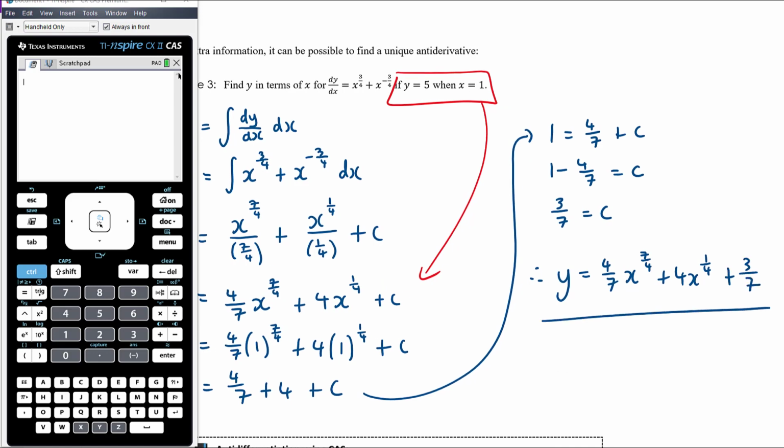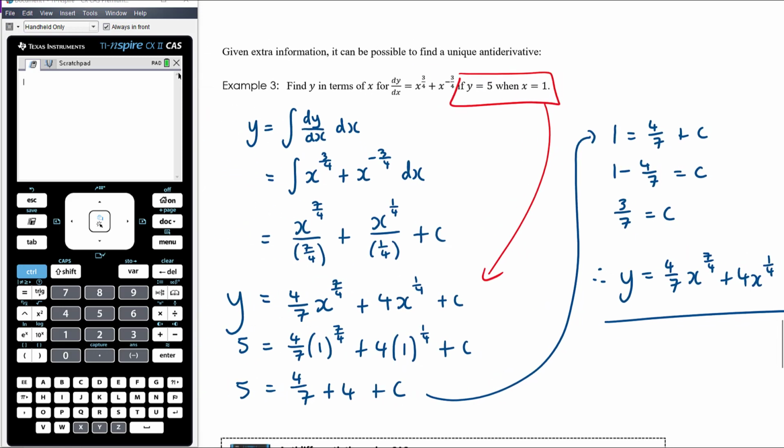So if you've got a point on the original function, you can then go on to find c, and you no longer have what we call an indefinite integral, where we've got that c value that we don't know what it actually is. We can actually calculate the more precise integral.